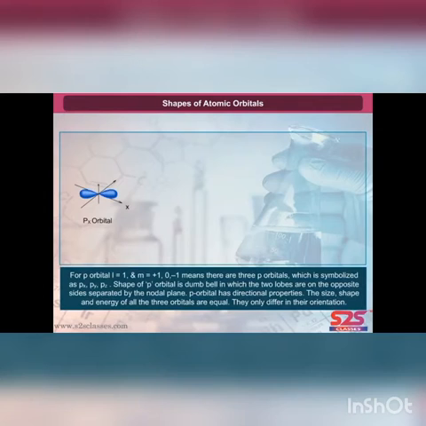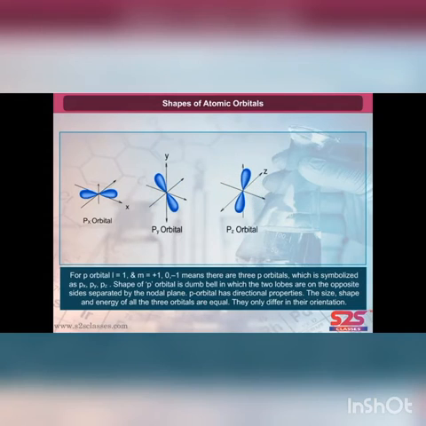For p orbital, l is 1 and ml is plus 1, 0 and minus 1, which means there are 3 p orbitals symbolized as px, py and pz. Shape of p orbital is dumbbell in which the 2 lobes are on the opposite sides separated by the nodal plane. p orbitals have directional properties. The size, shape and energy of all the 3 orbitals are equal. They only differ in their orientation.